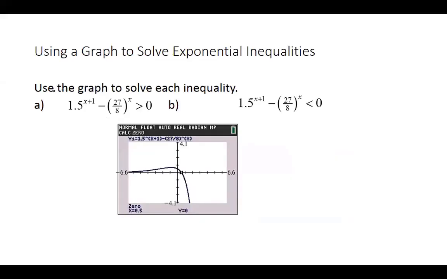We can use the graph also to indicate where your function would be greater than 0 or less than 0. So from negative infinity all the way to this point, 0.5, the graph is above 0. And from 0.5 all the way to positive infinity, the graph will be below 0. So that's how you would indicate that. So from negative infinity to 0.5, the function would be positive just by looking at the graph. And from 0.5 onward, the function would be less than 0.